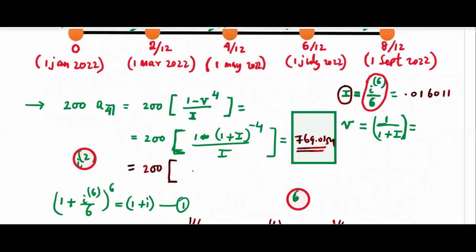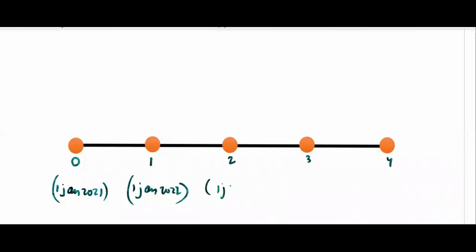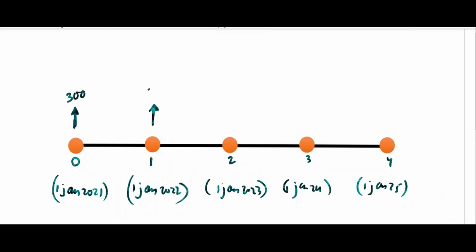Now suppose I make yearly payments. I'll not write all this directly. I'm writing 0, 1 means 1 year, 2 years. This you can take as 1 January 2021 once again, and this one 1 January 2022. That way you can consider. Then 3, 4, 1 January 2023, 1 January 2024. And the payments are from here. Now 300 here, 300 here.